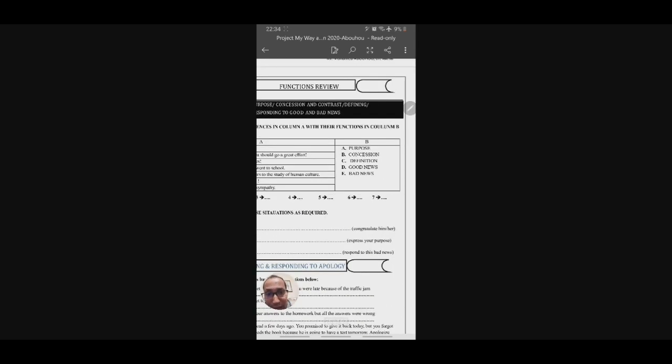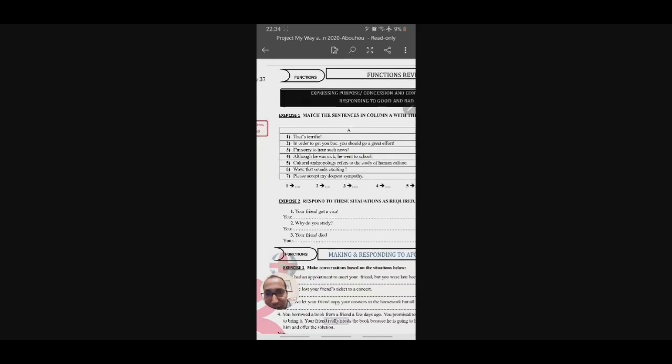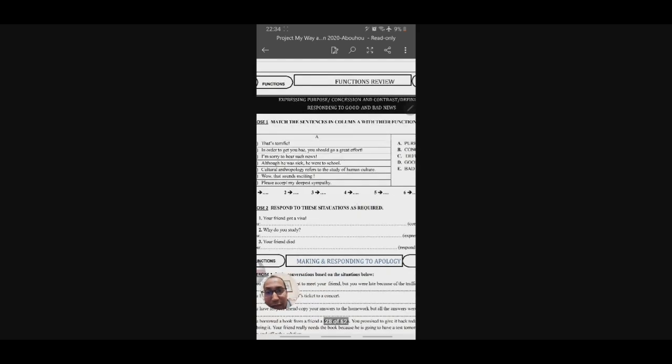Try to familiarize yourselves with these titles, apology and so on, because otherwise when you have a question, for example, you have the sentence and you didn't know that it is about good news, or for example concession, if there is although and you don't know what concession means, then this sentence is gone, 1 point is gone.